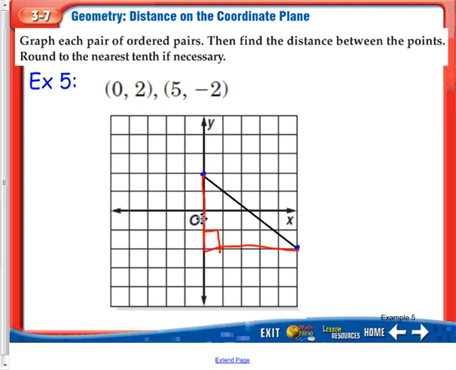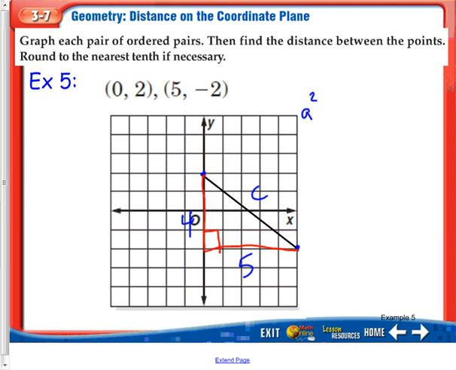1, 2, 3, 4. So a distance of 4 there, which we know from 2 to -2 is a distance of 4. And from 0 to 5 is a distance of 5. So we can graph it and count it, or we can just figure it out by looking at the values. So we go 1, 2, 3, 4, 5. So we know then that this distance is going to be c in Pythagorean's theorem.